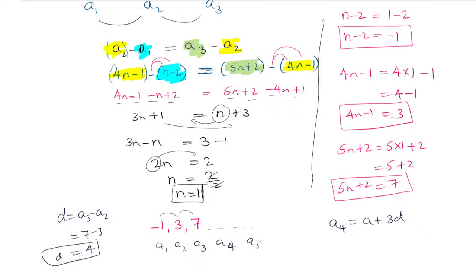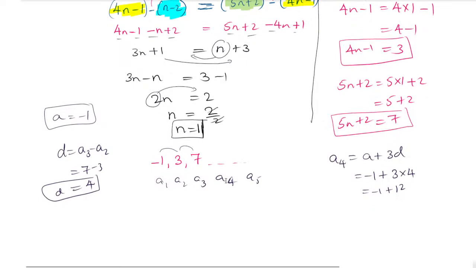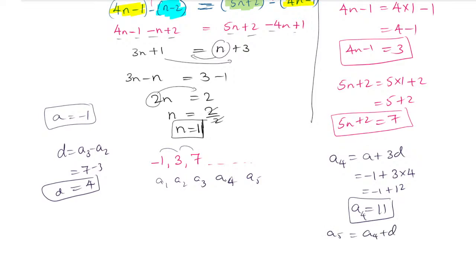And obviously A value already we know, that is minus 1. Substitute and find the answer. Minus 1 plus 3 into 4 as the d value, minus 1 plus 12. So it will become plus 11. So A4 value is 11. Similarly, A5 can be written as A4 plus d also you can write down. So 11 plus 4, that will be 15.